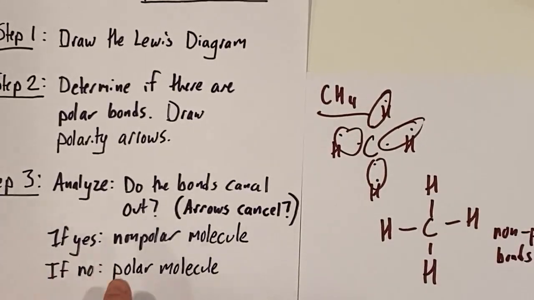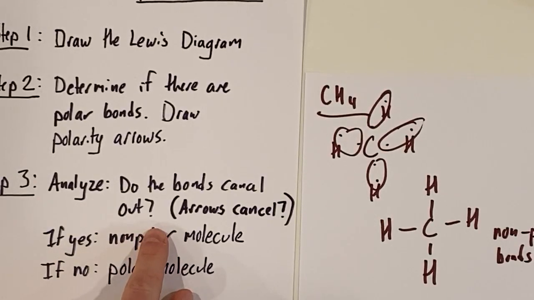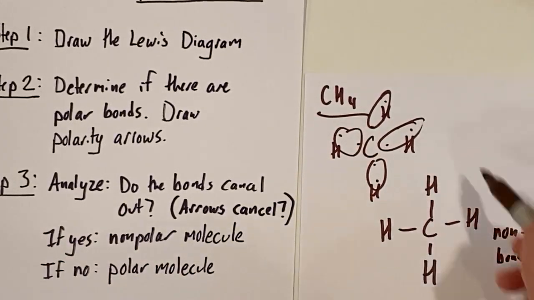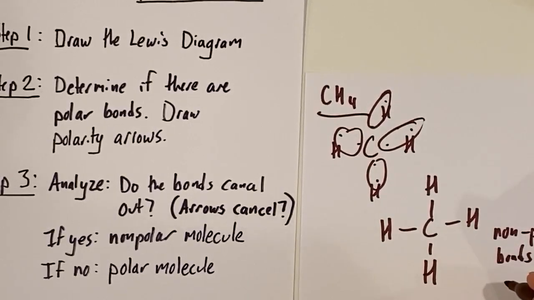Now, let's go to step 3. Do the bonds cancel out? Well, we don't have any polar bonds, so there's nothing to cancel out here. And if you have only nonpolar bonds, we don't have any partial negatives or partial positives in this molecule here. If you only have nonpolar bonds, you will always end up with a nonpolar molecule.